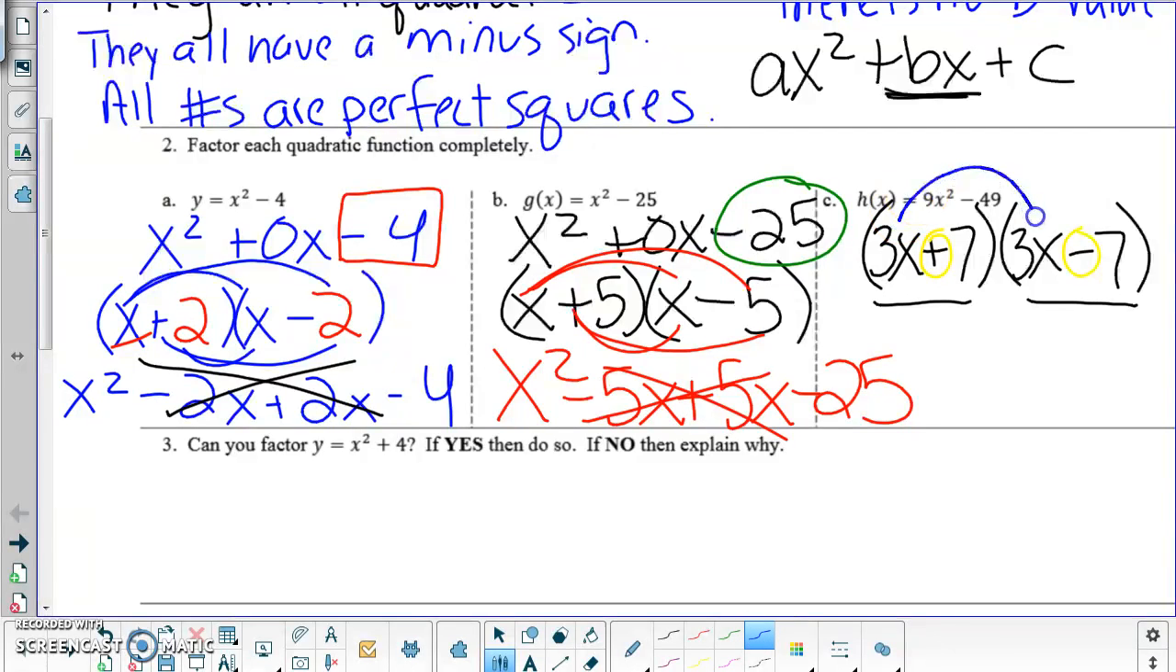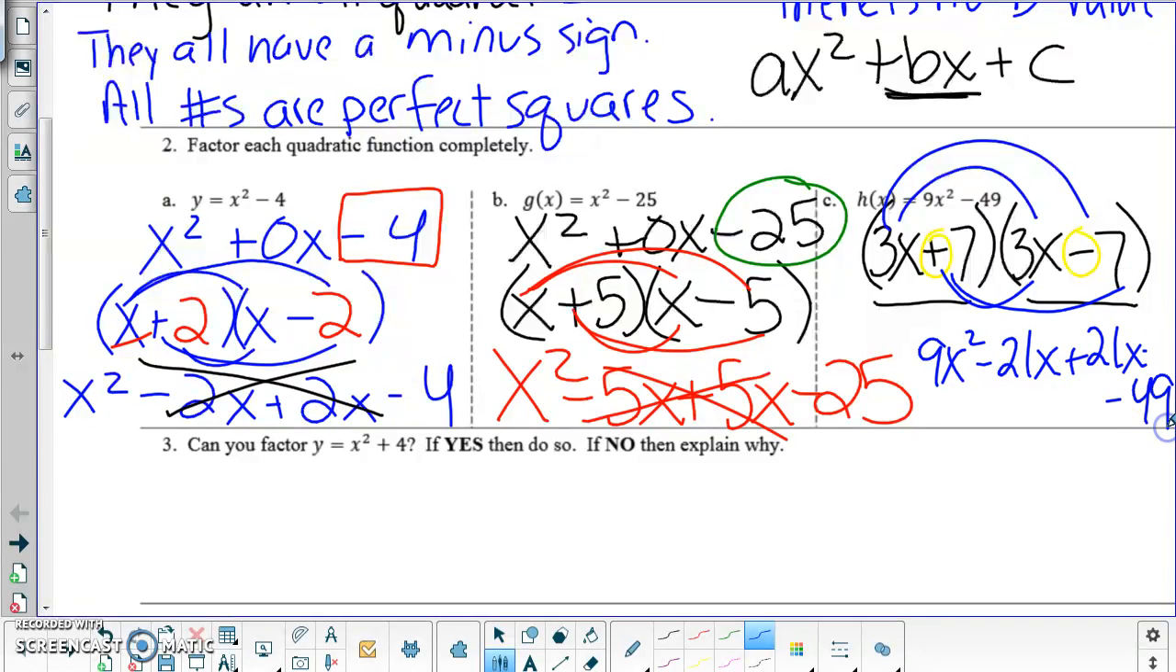So when I check, 3x times 3x is 9x squared. 3x times negative 7 is negative 21x. 7 times 3x is positive 21x. And then 7 times negative 7 makes negative 49. So the inners and the outers cancel, and I'm just left with 9x squared minus 49, which is what I wanted.